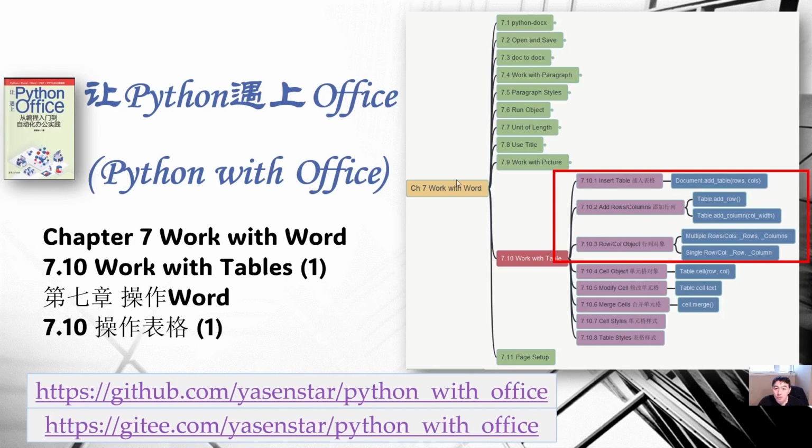Let's continue on this work with Word by Python. So in this chapter 7, we have finished the library introduction and understood document level open and save, and according to version control, converting the old version to the new version. Then we started to work with the paragraph level, then run level, and we also discussed the length of unit.